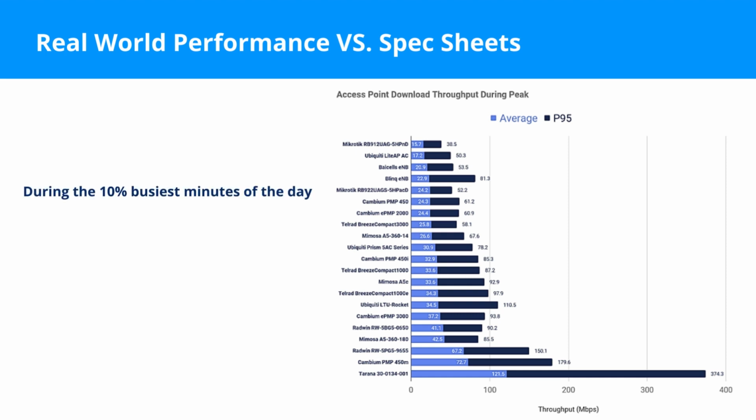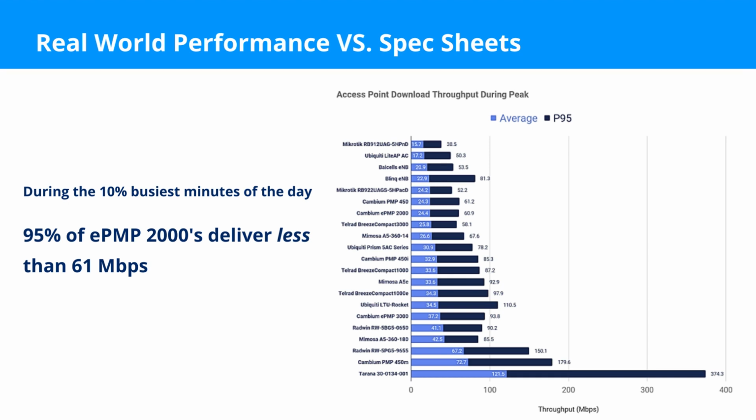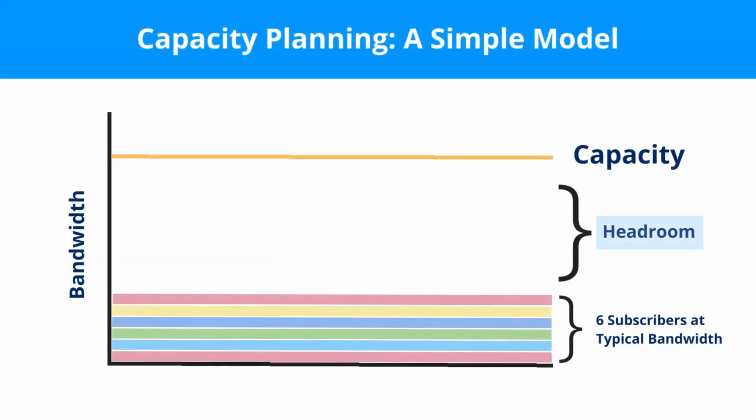So during the 10% busiest minutes of the day, 95% of the thousands of ePMP 2000s that we see deliver less than 61 megabits. And we're going to use 60 megabits per second because it's a nice round number for the rest of this model. Now let's talk a little bit about headroom.